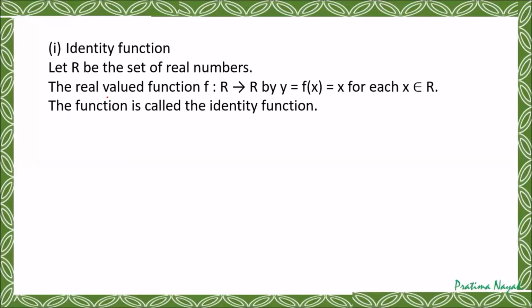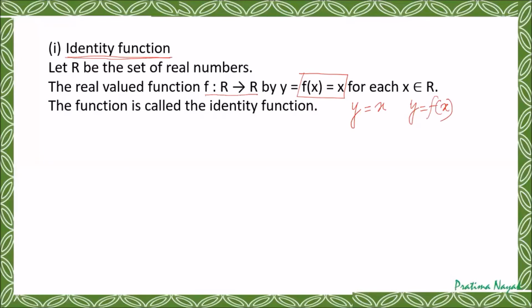Now first is your identity function. Let R be the set of real numbers, the real valued function f defined from R to R by y is equal to f of x, where f of x is the same as x for each x belongs to R. This function is called the identity function, or simply you can write y is equal to x, because f of x denotes your y. That means it is the image.